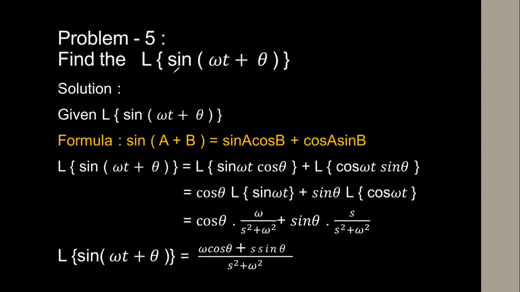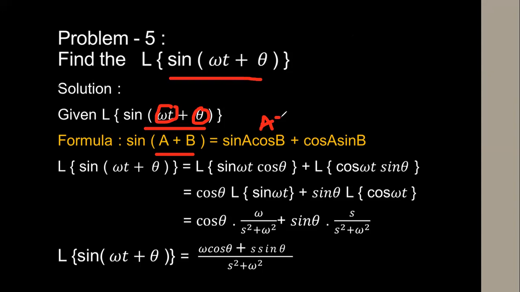That is Laplace transform of sin omega t plus theta. The Laplace transform of sin omega t plus theta. Okay. So here it is having a combination of omega t plus theta. First we have to evaluate this entire function. So this entire function is of the form sin a plus b. So this is your a and this is your b. So this can be simplified by using the formula sin a plus b, that is sin a cos b plus cos a sin b.